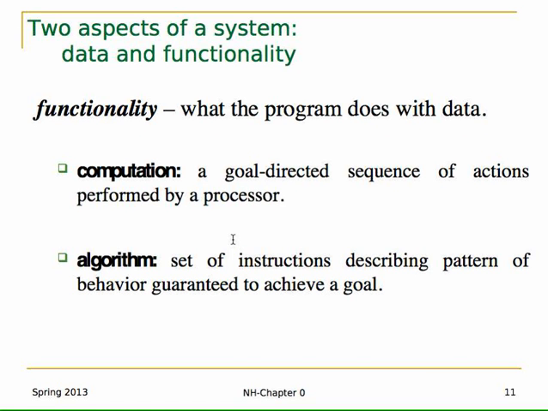The other aspect of a system is functionality. What does the program do with data? You can think of this, roughly speaking, as methods, but in more abstract terms, it's some kind of computation. And what is computation? It's just a goal-directed sequence of actions performed by a processor. So you can also think of it as a series of things that you try to do in a method, let's say. And it's very closely related to algorithms.